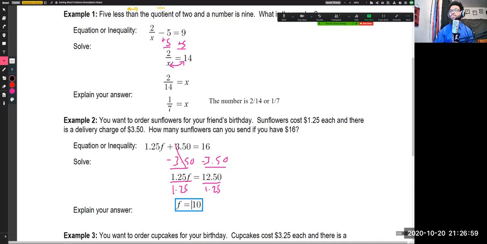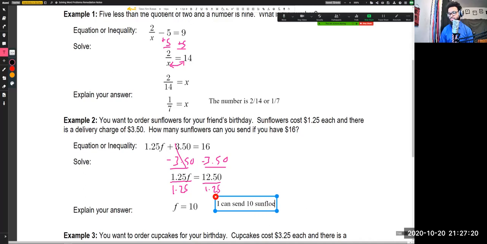All right, so now that we've solved this, we actually need to go ahead and explain what this means, all right? And that's going to be in a complete sentence. So this means that I can send 10 sunflowers, because they asked us how many flowers can we send if we have $16, so we can send 10 sunflowers, okay?